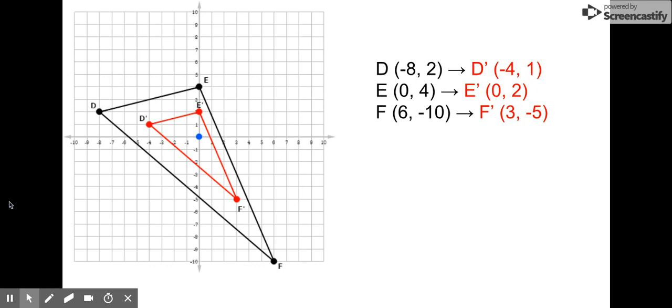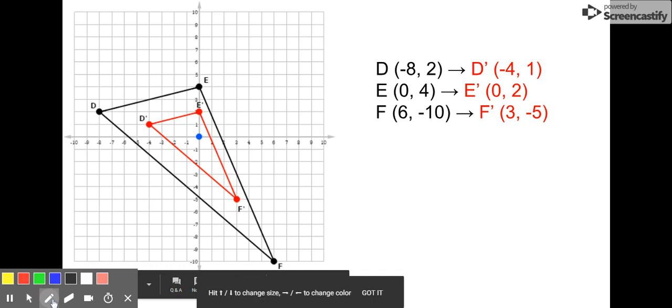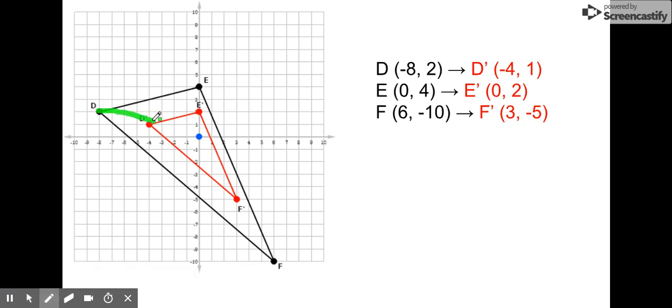After connecting your image coordinates correctly, we can see a few things about our dilation. One, we see that it was reduced, which is good because our scale factor was 1/2. We also can tell that triangle DEF and triangle D prime, E prime, F prime are the same shape, just different sizes, and that triangle D prime, E prime, F prime, our image, is half the size of the pre-image, which is good. Another cool thing about dilations is that if you connect your pre-image and image, you're going to get a line that passes through the center of dilation. I do find this easier to do when you're using a ruler, but it's a really good way to make sure that you dilated around the correct point.